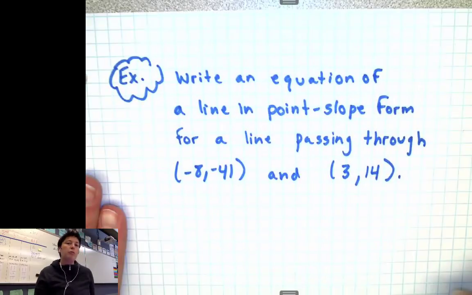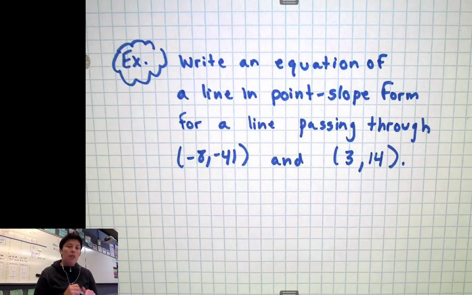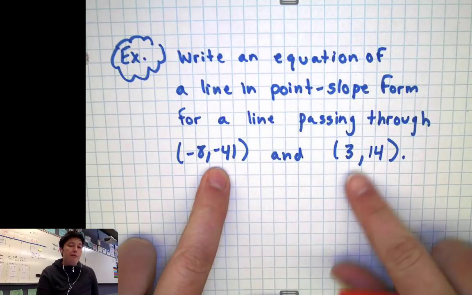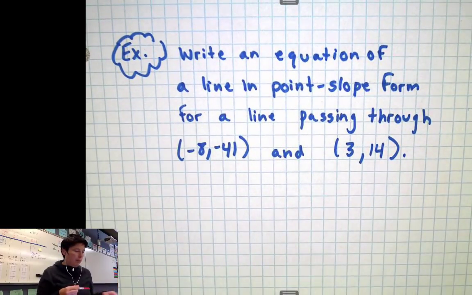A lot of people miss these problems just based on not reading it closely enough. So go ahead and write this problem down in your notebook. Our first example: write an equation of a line in point-slope form for a line passing through (-8, -41) and (3, 14). Okay, so hopefully you're writing this situation down. So here's the thing that people miss.